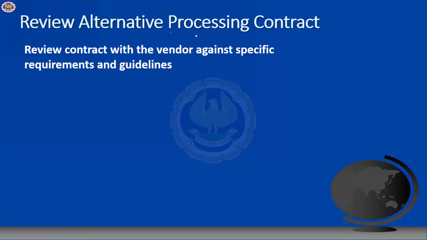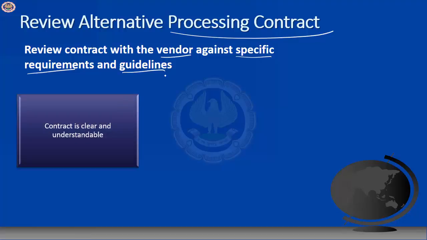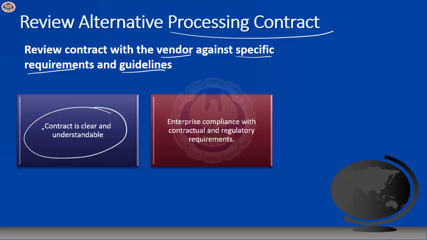You review the alternate processing contracts with the vendors and the service providers against specific requirements and guidelines as per the requirements of the business continuity or the disaster recovery plan based on the strategy as set by the management. So you look at the contract and check whether the contract is clear and understandable and communicates the deliverables and the timelines and the milestones, both for the existing and the emergency situations.